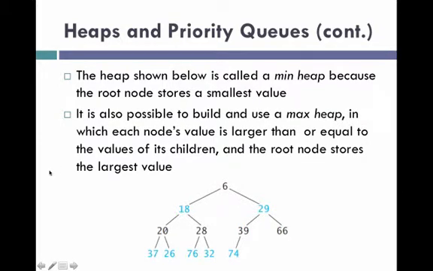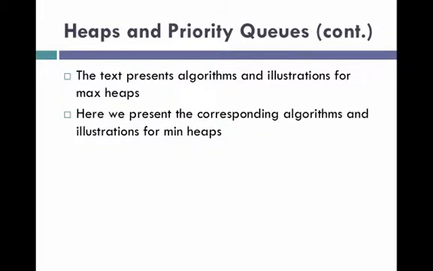Now the heap shown below is called a min heap because the root node stores the smallest value. It's also possible to build and use a max heap, in which each node's value is larger than or equal to the value of its children, and the root node stores the largest value. The text has algorithms and illustrations for max heaps, so we'll present the corresponding algorithms and illustrations for min heaps here in this slidecast. So you'll have examples of both types available to you.